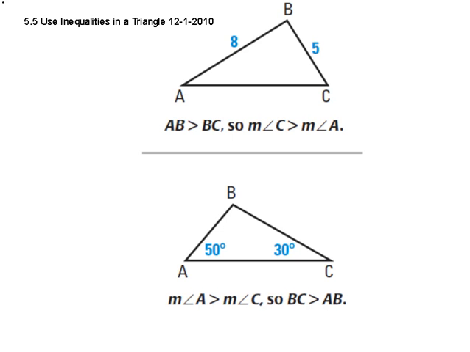Today we're talking about lesson 5.5, using inequalities in a triangle. So, a couple concepts here. We've got this triangle ABC up top, and what it's showing is that we have one side, BC, that has a length of 5, and then we have another side, AB, that has a length of 8.